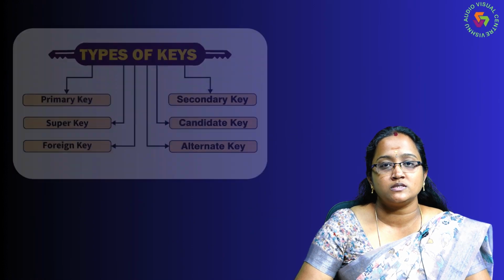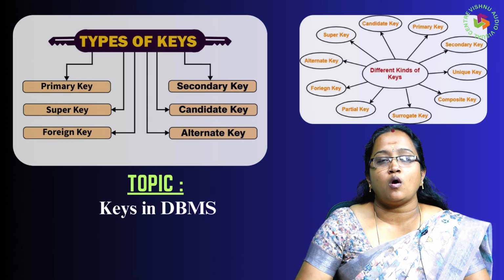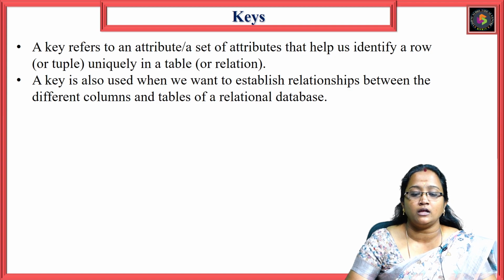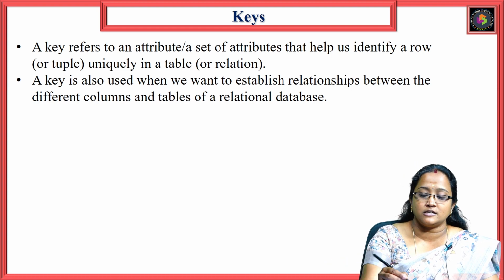So today we are going to see a topic in database management system. In that we are going to see keys and its types. Keys. So what is a key? A key refers to an attribute or a set of attributes that help us to identify a row uniquely in a table. So what is a table or a relation?